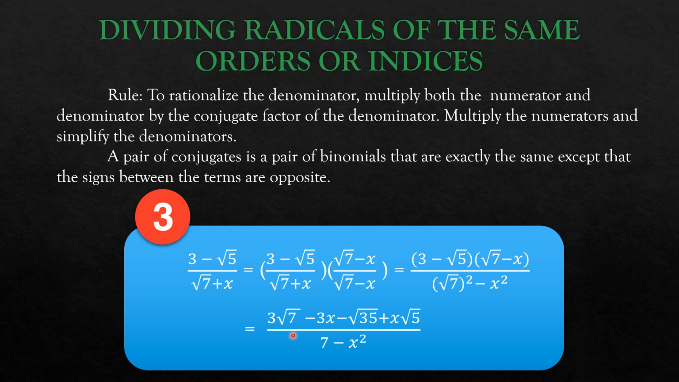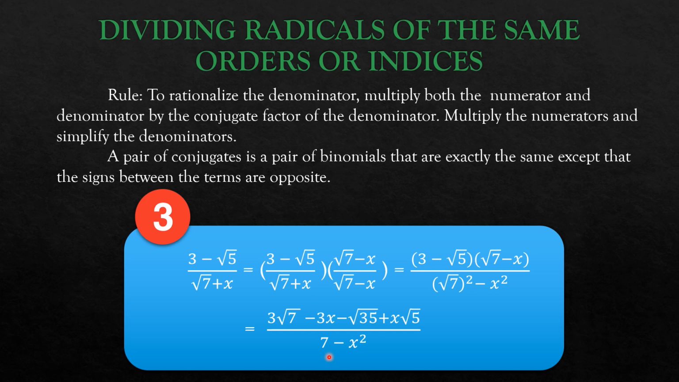Pero dito sa example 3 natin, puro dissimilar kasi sila. Dissimilar radical. So, wala po tayong masisimplify dyan. So, as is na po, ayan na po yung nasa numerator natin, and ito naman po yung nasa denominator natin.